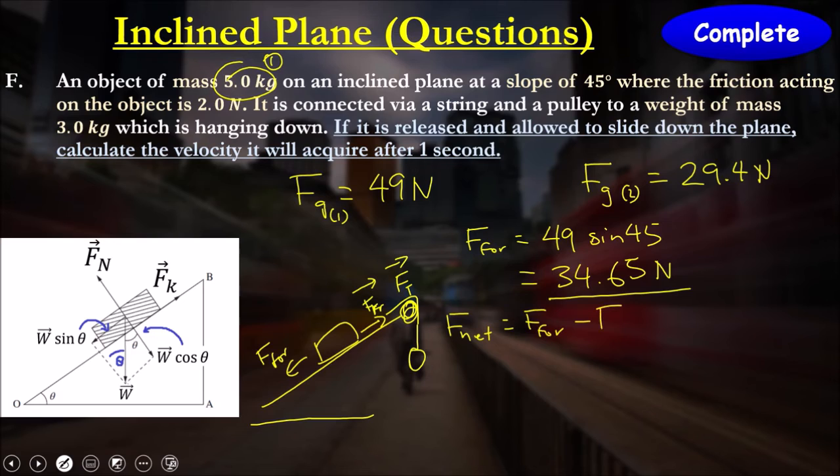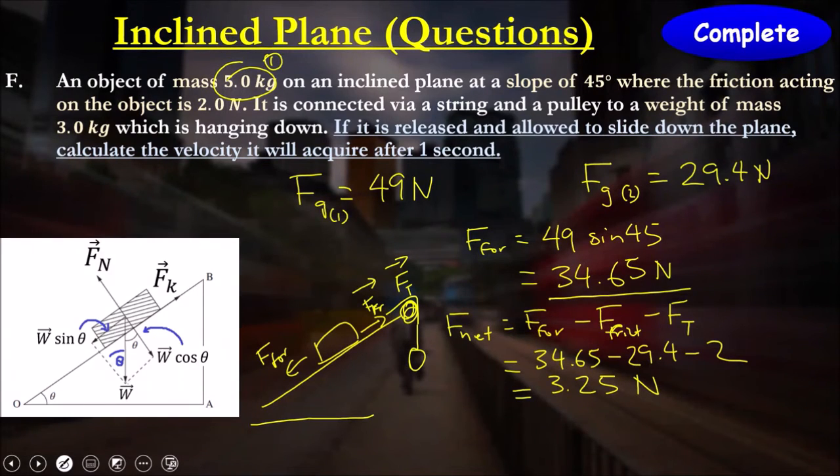F friction and F tension are both moving in the opposite directions, so that's why they're negatives. So 34.65 minus 29.4 minus 2. Total net force is 3.25 newtons.